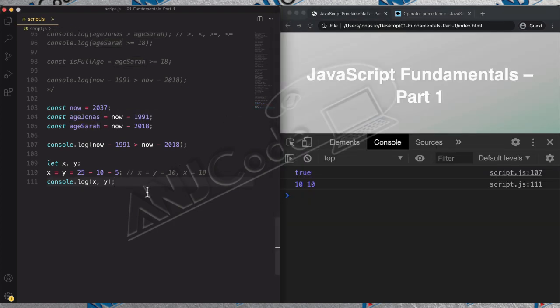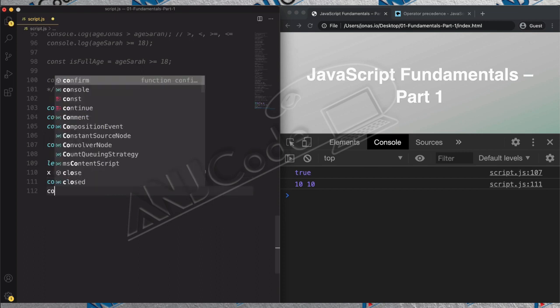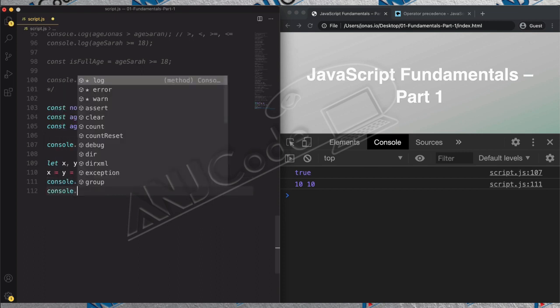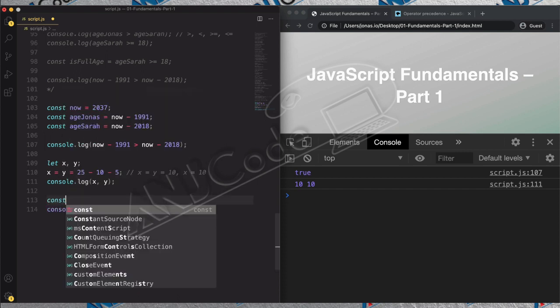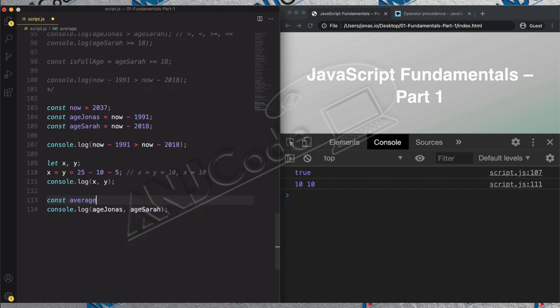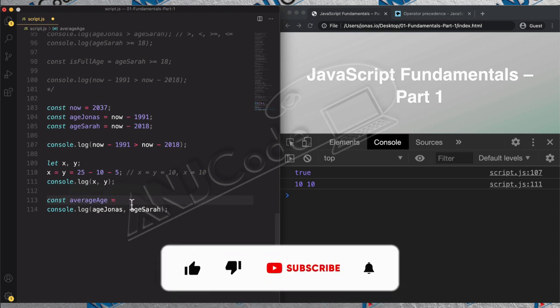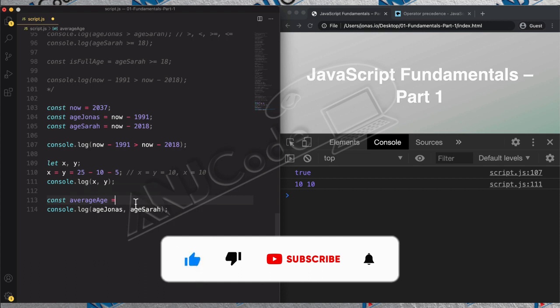So let's actually start by logging their ages to the console, just so we see. So age Jonas and age Sarah. And now I want to calculate the average. And actually, let's do that here above that. So let's say average age. And once more, don't forget the descriptive variable names. So average age describes exactly what this variable is going to hold.